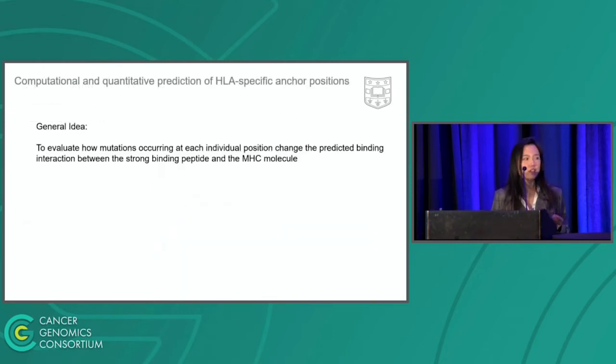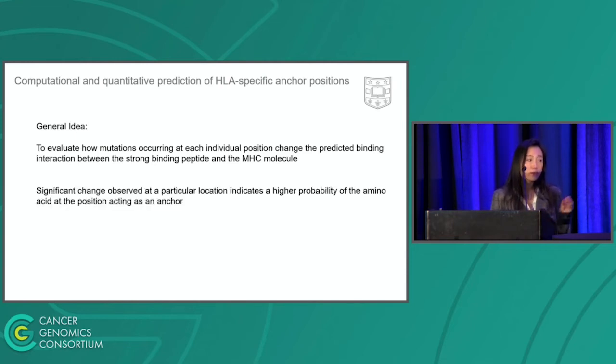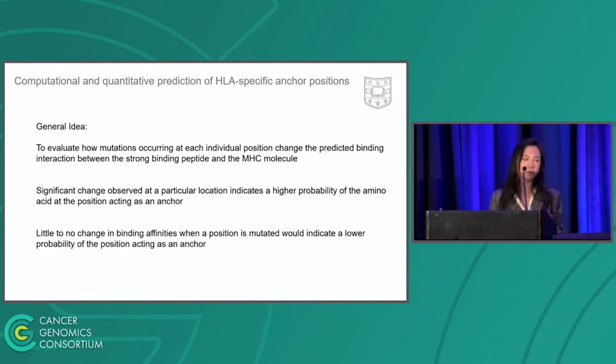And the general idea here for our computational workflow is really that we have this ability to evaluate how mutations occurring at each individual position of this peptide can change the predicted binding interaction between an already predicted strong binding peptide and its respective HLA allele. If we do observe a significant change at specific locations, that actually tells us that there's a higher probability of that location acting as an anchor. On the other hand, if you observe little to no change at that specific position when you're mutating that, then it shows us that it's a lower probability of acting as an anchor.